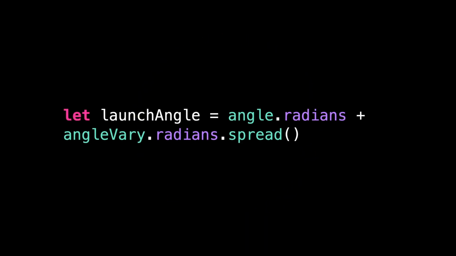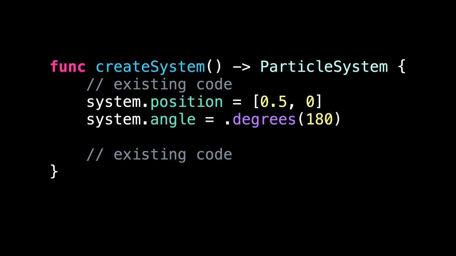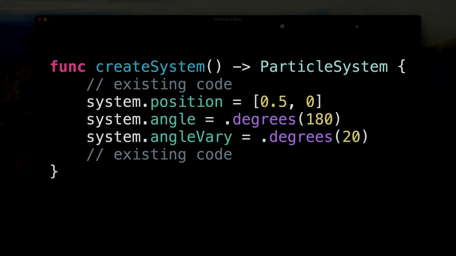SwiftUI considers a 0 angle to be directly right, which I find odd. So we're going to make a tiny change so that 0 means pointing straight up. So we'll take our current launch angle and subtract half of pi, which is 90 degrees. Then now, when we create our particle system, we can position it halfway across the screen, but at the top. We'll make it launch directly downwards, but then add just a little bit of angle variation to make it more interesting. And now we actually get some pretty good snow.